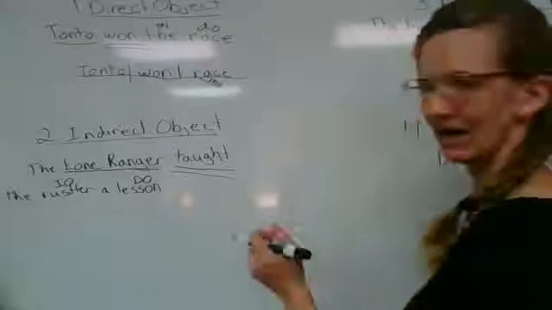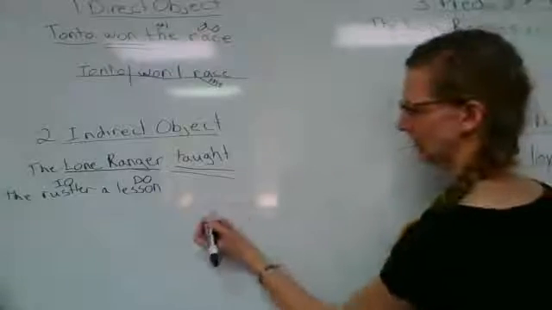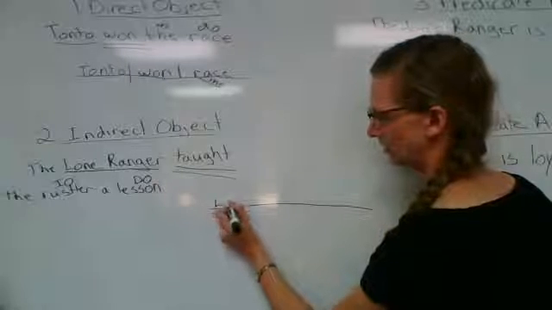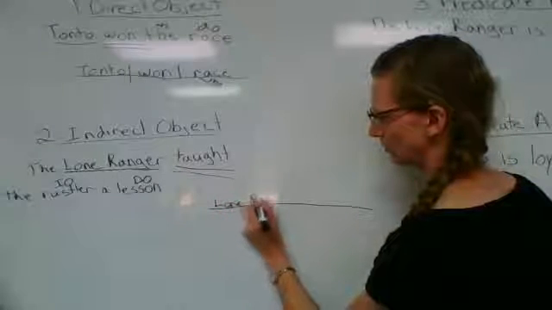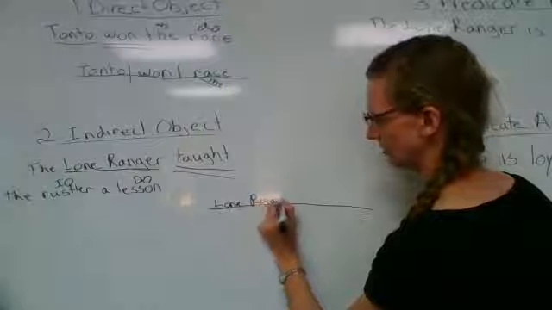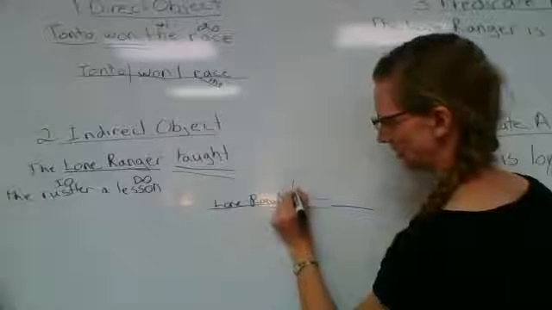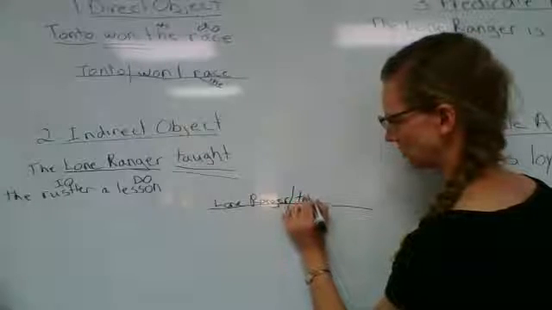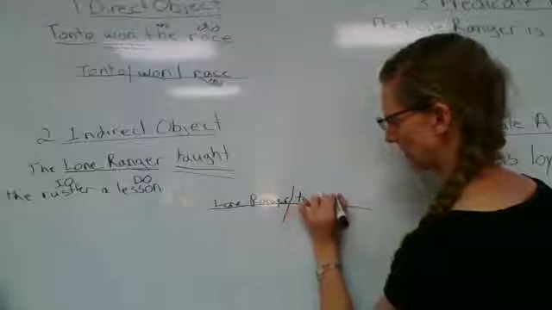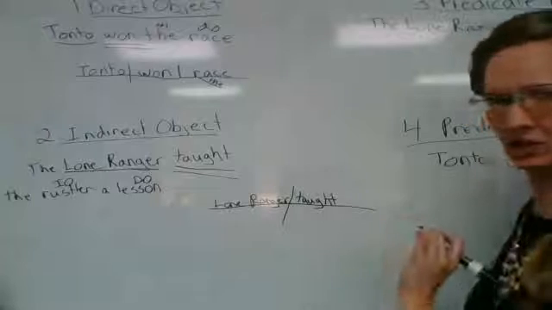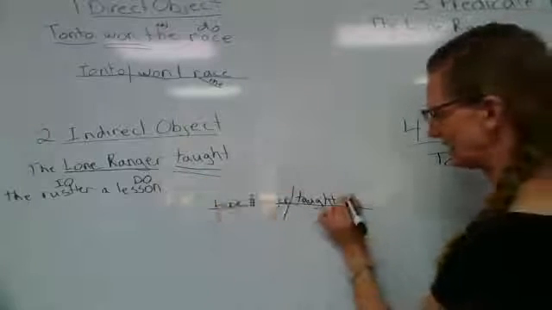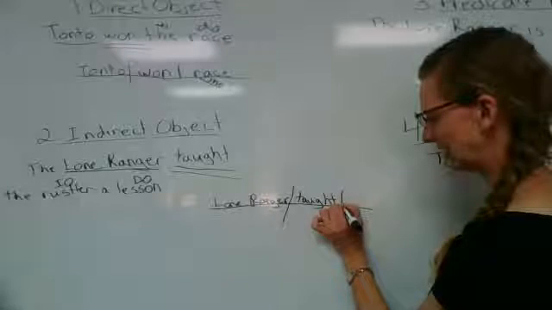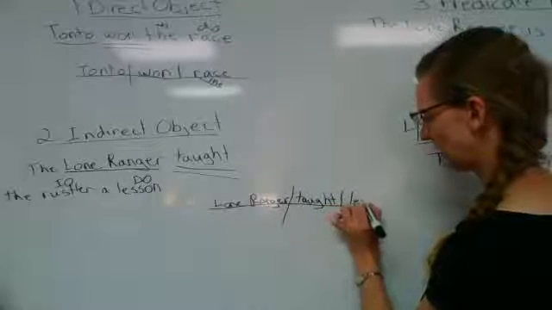So then we go ahead and diagram. Lone Ranger is your whole subject. Your line goes all the way through, taught, and then just like I taught you how to do direct object, what did he teach? He taught a lesson. Bring your line straight down and stop at the line, taught lesson.